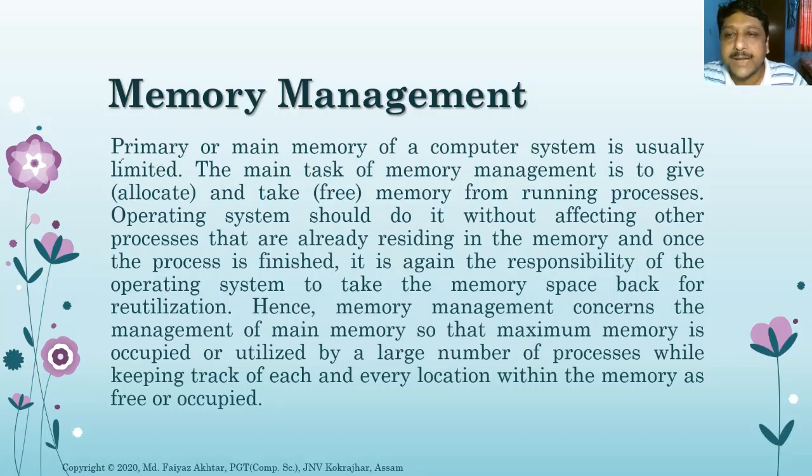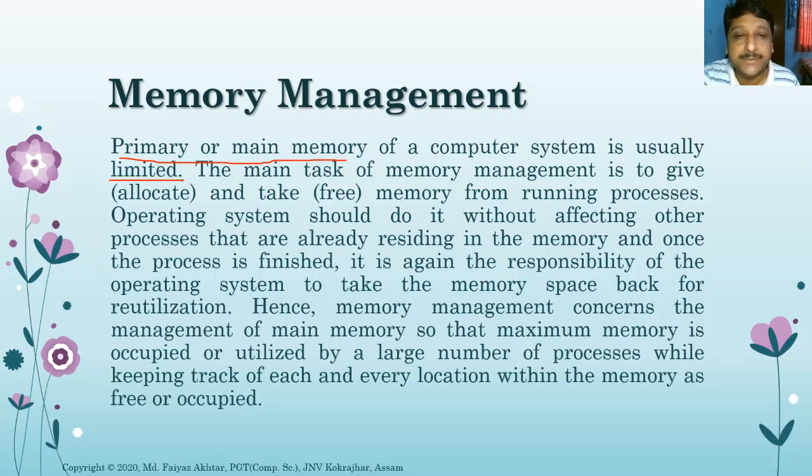See, the primary memory or main memory of a computer system is usually limited, meaning very small compared to other memories, the secondary memory. Suppose a hard disk has 1 terabyte of memory, then the primary memory or main memory may be 4 GB or 8 GB, like this.